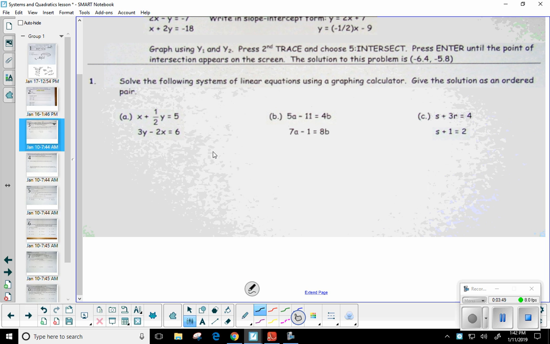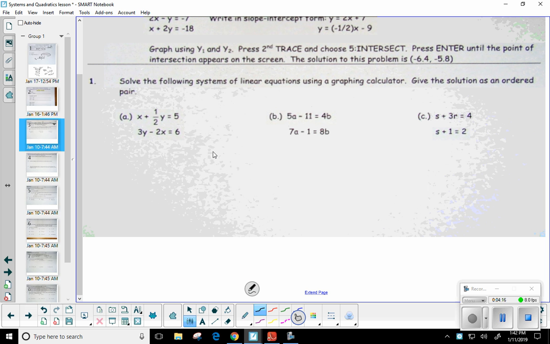I want to go ahead and work B and C. Solve the following systems of linear equations using a graphing calculator. We don't need a calculator. I'll show you the calculator once we're done, but I like to show you things by hand first. Give the solution as an ordered pair. I want the one or multiple ordered pairs that are going to make this true.